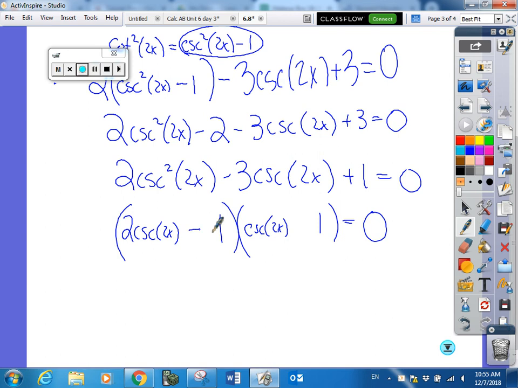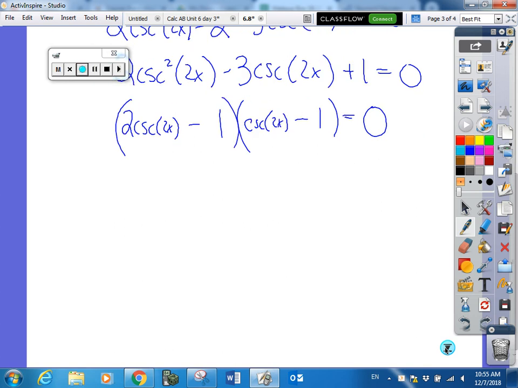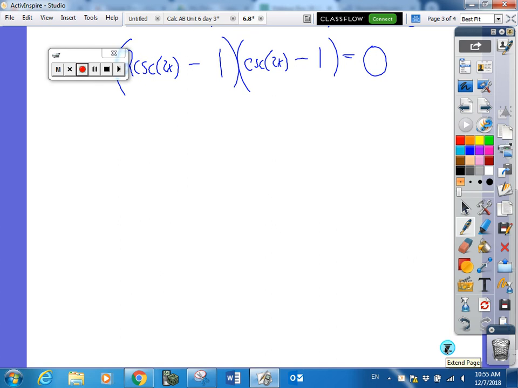All right. Negative, negative. We need a positive 1, so the signs are the same. We need a negative 3. 1 is on the inside, 2 is on the outside. So now we can set our two factors equal to 0. Whenever you have two factors, they must be equal to 0. Zero product property rule. No such thing as anything other than the zero product property rule. So we have 2 cosecant 2x minus 1 equals 0, and cosecant 2x minus 1 equals 0. Add 1, divide by 2.